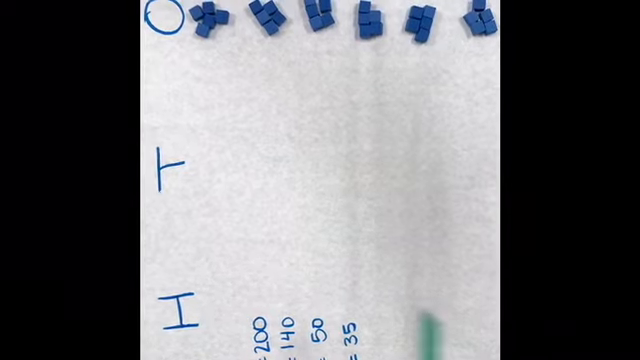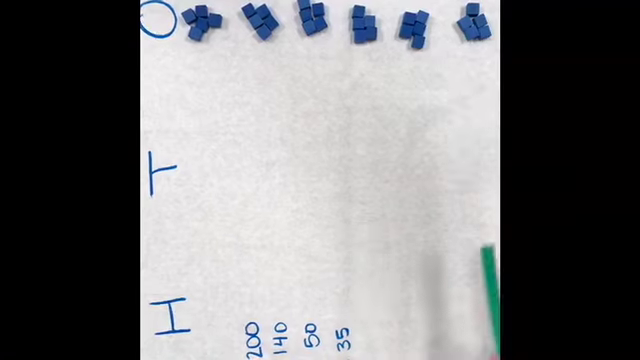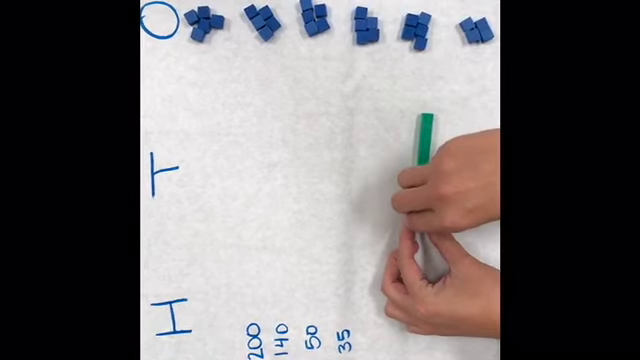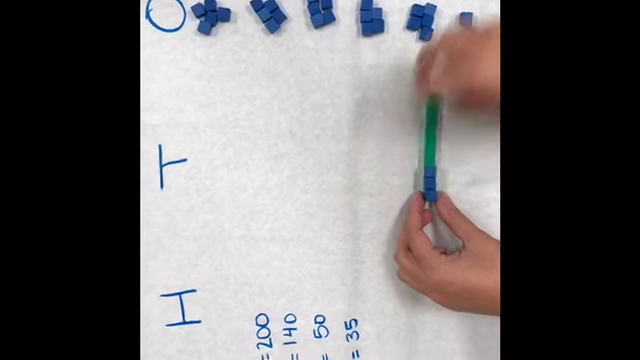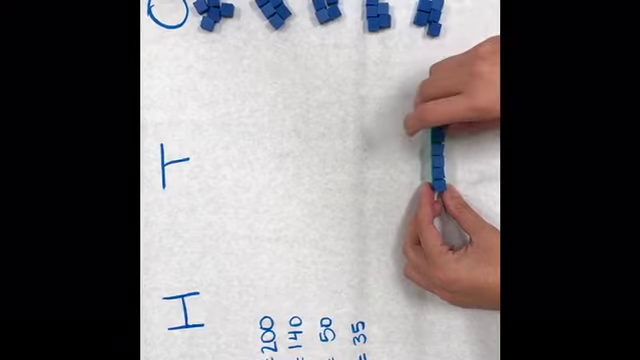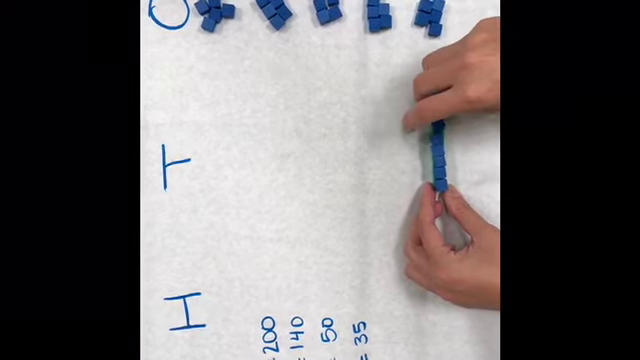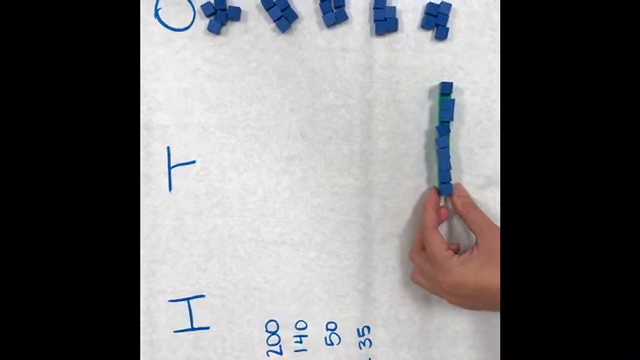So as we said before, 1 long is equal to 10 units. So here, clearly we see that we can regroup. So we're going to do the same that we did for our tens regrouping. So now we can swap for a long.